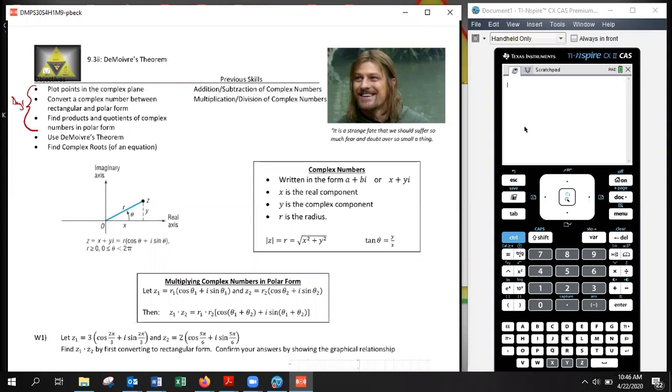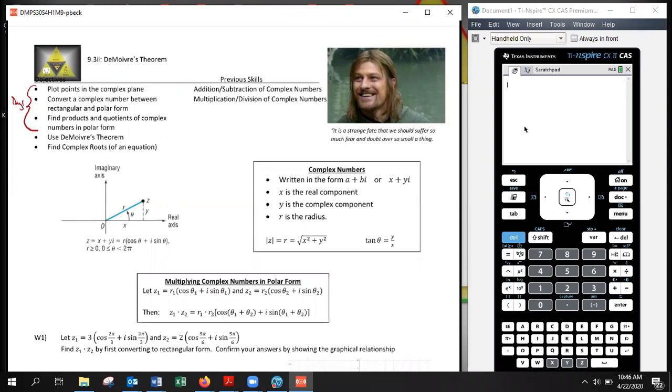What we're looking at today is day 2 of our 9.3. 9.3 talks about DeMoivre's theorem. What we did in day 1, we really went through all of the different skills of setting up the ideas behind DeMoivre's theorem. Today, we're actually going to get to apply them.